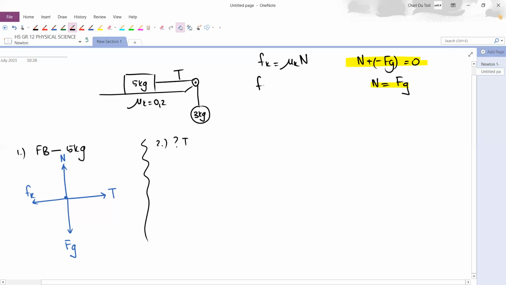So now I can actually substitute that. It's mu k times Fg, and that is 0,2, and Fg is mg. Is that correct? So I have 0,2 times the mass of the object times the gravitational acceleration. And that is 9,8 newtons friction.